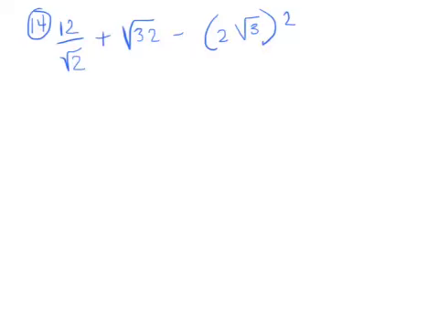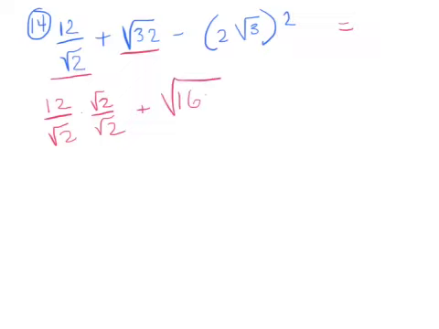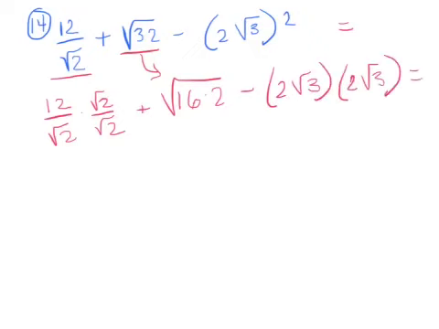Okay, number 14, I've got 3 expressions that need to be simplified. Let's take a look at each one. The first one, we're going to have to rationalize that denominator. So 12 over radical 2, we're going to multiply that by radical 2 over radical 2. The second expression, we're just going to need to get some perfect squares out from under that radical sign. I'm going to break 32 into 16 times 2. And then this last one, we just have to square it. So this is going to be 2 radical 3 times 2 radical 3.